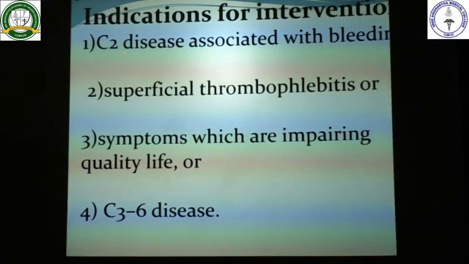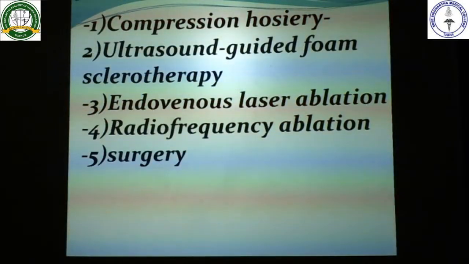then in C2 disease, with all these things, you have to advise for intervention, or for C3 to C6 disease. C3 disease, I already told, and things like thrombophlebitis, pigmentation, eczema, ulcerations, and so on, all come under this. Then you have to advise for intervention. So these are the indications for intervention. With just the presence of a varicose vein without any symptoms, there is no need to advise. So what are the treatment modalities here?